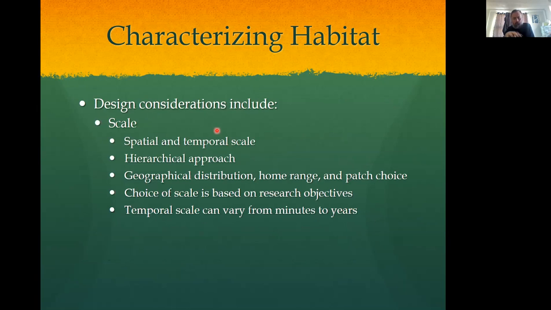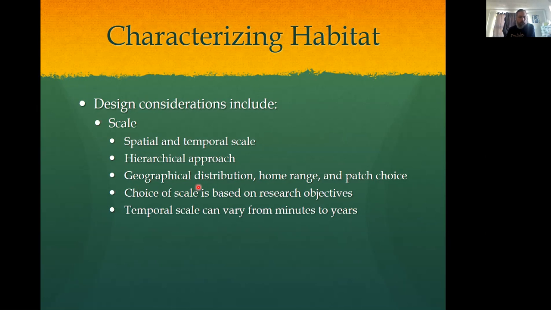So as you're putting this stuff together, scale is always one of the most important things to get to, right? What is the area that you're looking at? What is the time that you're looking at? You can use what we call a hierarchical approach, right? Where you start, say, with big spatial scales, long temporal scales, and work your way down to smaller and finer scales from there, right? Or vice versa, depending on the species in question.